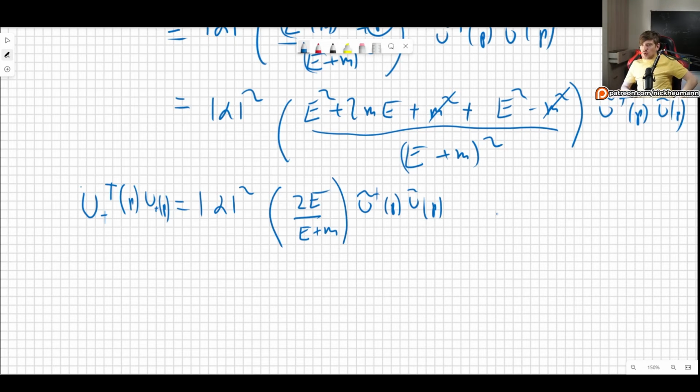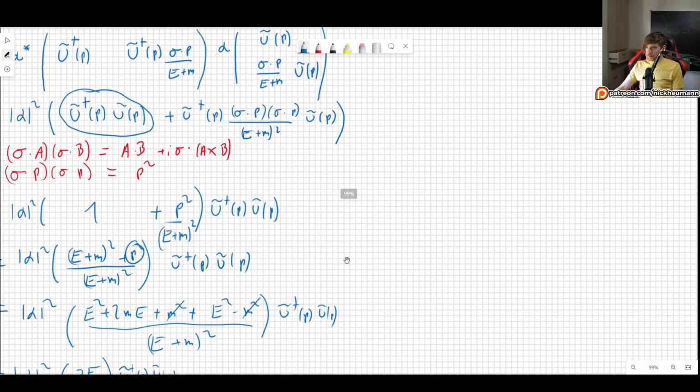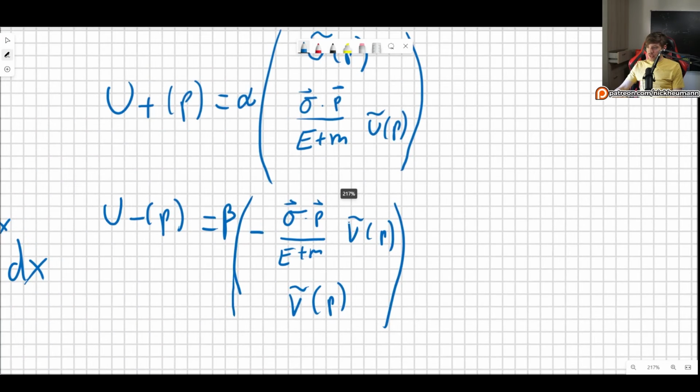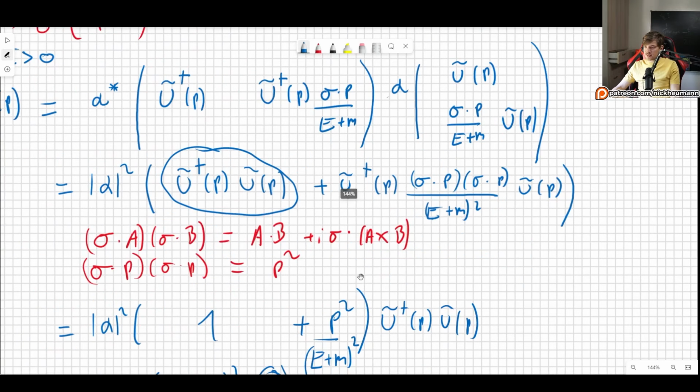We still don't know exactly what this thing here is going to be, and I will tell you that in a little bit. First, we need to do now the exact same procedure, but for u minus. So the exact same thing, but for u minus. But notice that, let's see, where is our u minus? Okay, so this is the expression for u minus. So the only difference is now, of course, instead of u, we have ṽ, and we have this minus sign. But when we multiply it with itself, the minus sign will cancel out.